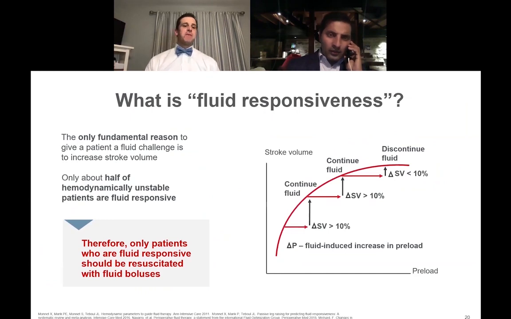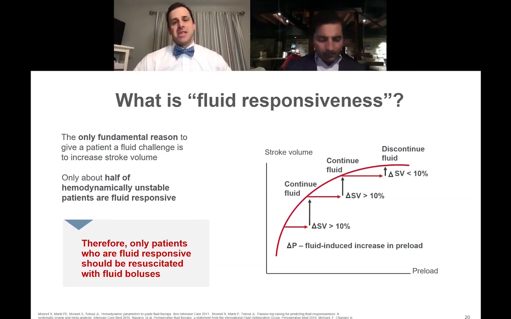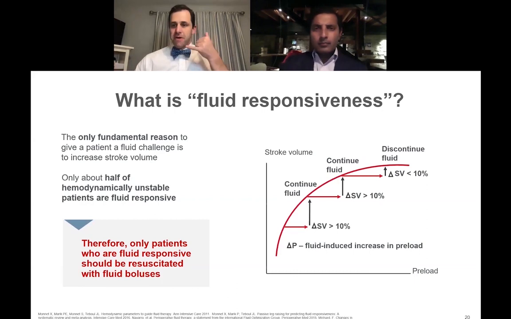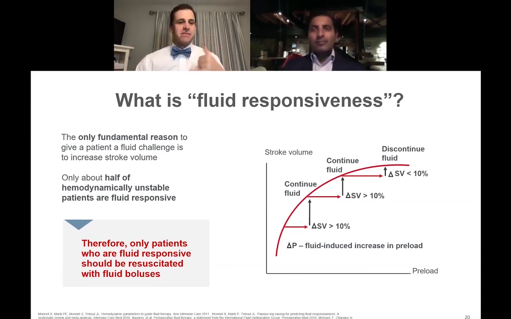So what is fluid responsiveness? Okay. And again, I think this is probably a 101 topic for most of us. But for the longest time, and I'll call it a mistake, I had this misconception, I think, as an intern. I would get a call on the phone. The nurse would say, hey, the patient's hypotensive. And my answer was always, give them 500 cc's of fluid and I'll be right there. And sometimes I got there, sometimes I didn't.